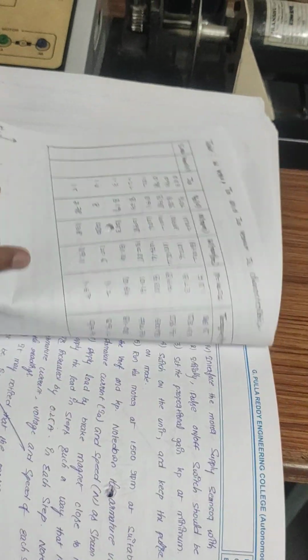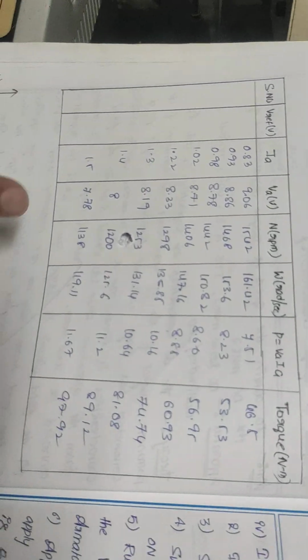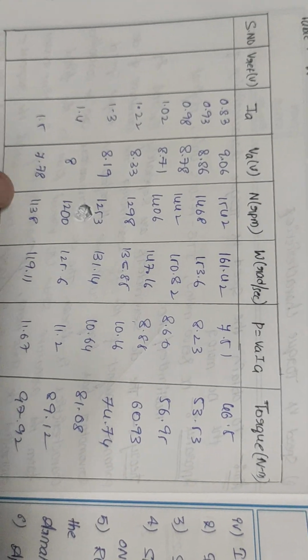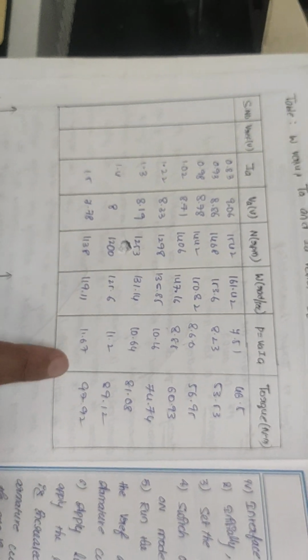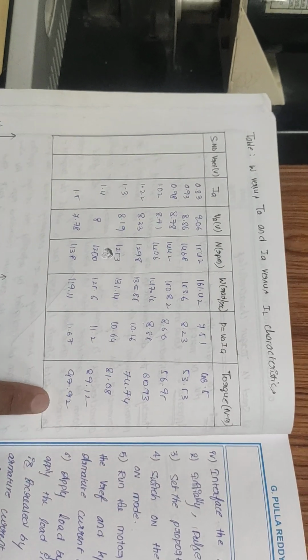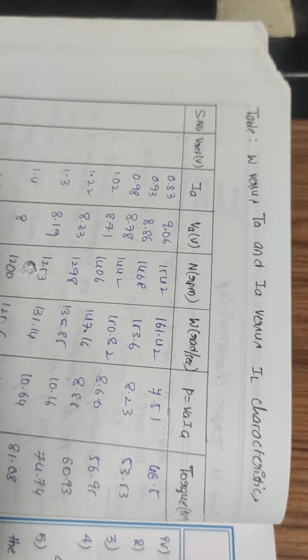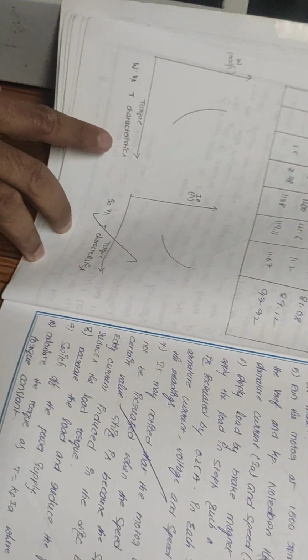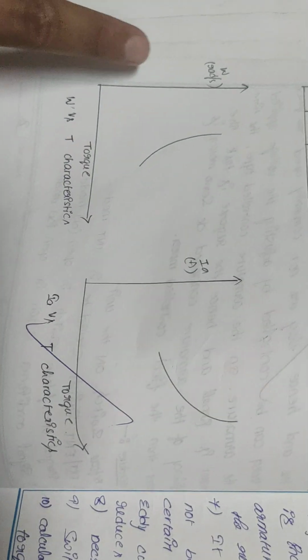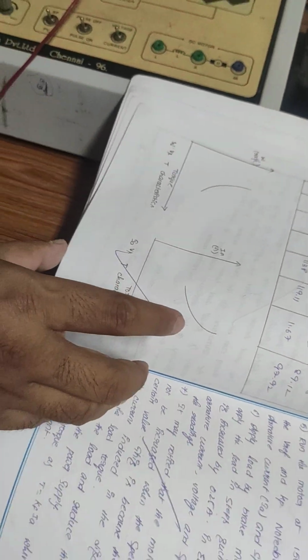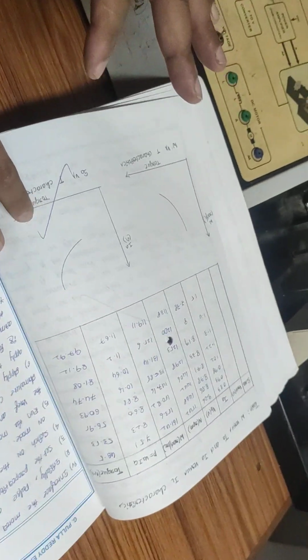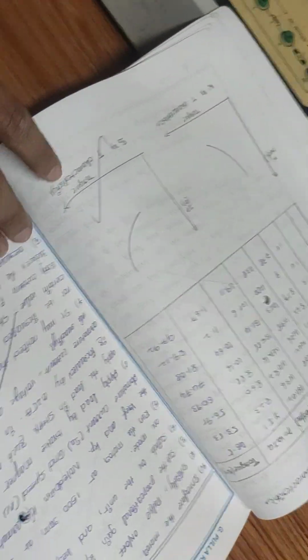In the second case, by applying the load, we have to note down the voltage VA, current IA, and speed omega. Power is VA into IA, so torque is equal to power by omega. Here we have to take V reference as 1 volt. By fixing V reference at a constant value, we note down all the values. So these are the graphs between angular velocity or speed versus torque, and load current versus torque. So by using no load and load characteristics, we are finding the characteristics of the DC servo motor.